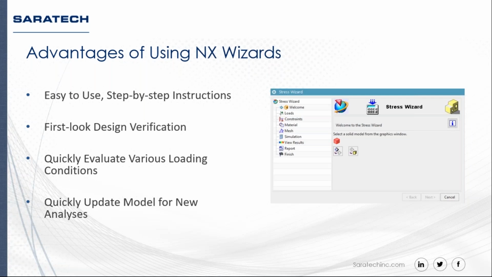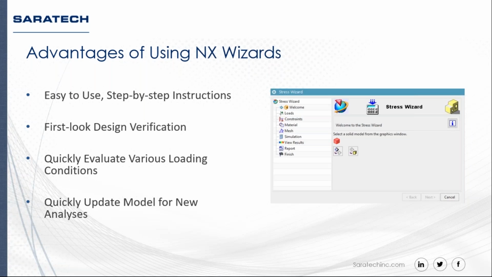Lastly, you can quickly update the model for new analyses. What I mean by this is that since it's all integrated within NX, you can do your stress analysis, see where the part's weak, for example, and then go back to your design module and do a design change in that area, either make it thicker or maybe change the shape. And then you can bring it back to Stress Wizard and see how it performs with the changes that you've made.